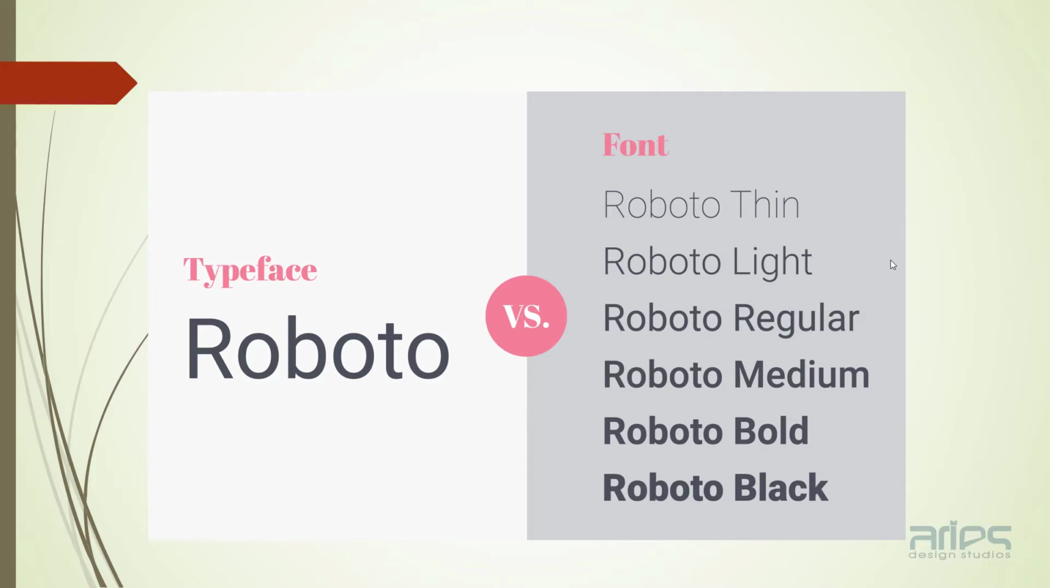A font is a style of a typeface, while a typeface is a family of related fonts. Simply put, fonts are the widths, weights, and styles of a particular typeface, while typefaces are a group of characters, letters, and numbers that share the same design. An example of a typeface is Roboto, while Roboto Bold is a font.